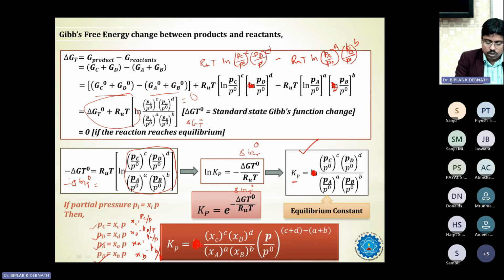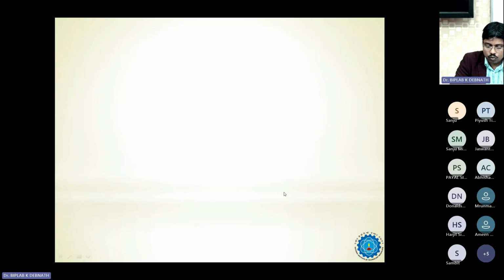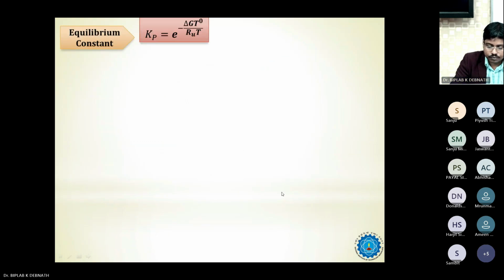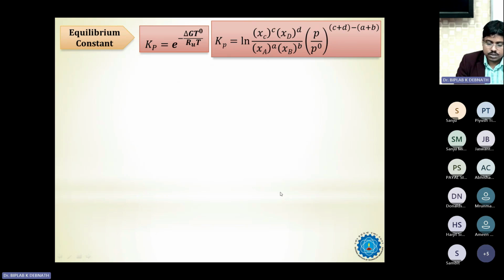Okay, equilibrium constant. So what do you understand from this equation? You understand one thing very clearly: if Kp is more than 1, then definitely the contents of the products should be more than the contents of the reactants, right? So in this way we explain the equilibrium constant.